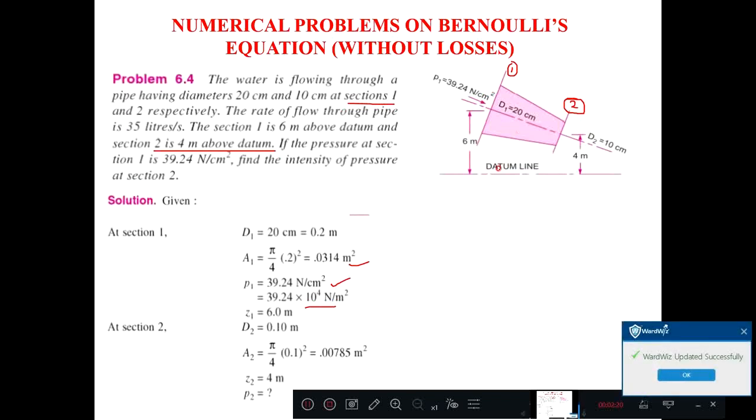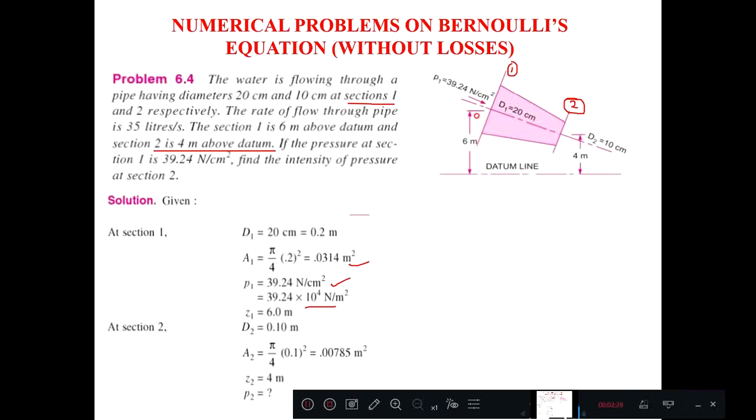Then the height of section 1 from the reference, that is from the datum line, is 6 meter above, and at section 2 the diameter is 10 centimeter and this section 2 is at a height of 4 meter above the datum. Then also calculate the area at section 2. Once we have taken the given data and drawn the figure, what is to be calculated is the intensity of pressure at section 2. This is P2. We need to calculate it.